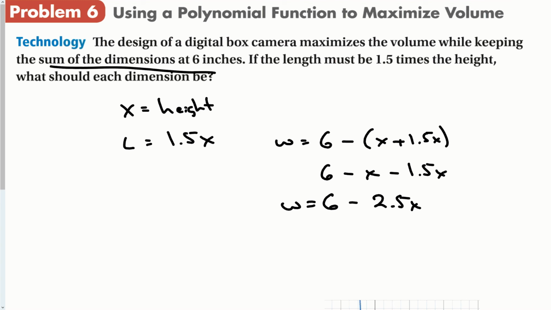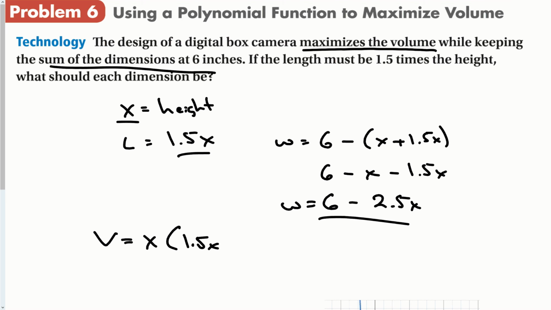Okay? So the goal of this problem is to maximize the volume. The reason why I did this was to make them all in terms of x. Now we have length, width, and height all in terms of x. So the volume is going to be x times 1.5x times 6 minus 2.5x. And now I have a good formula for volume. Right?